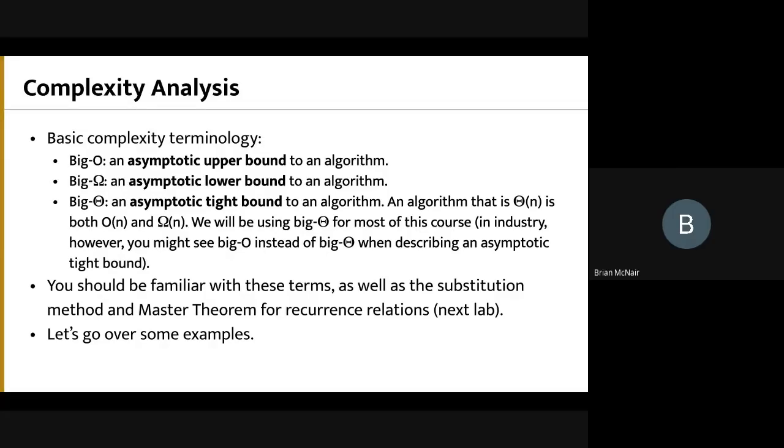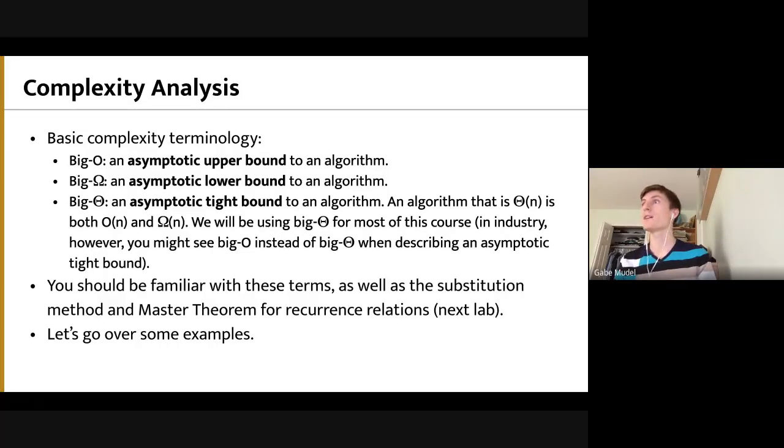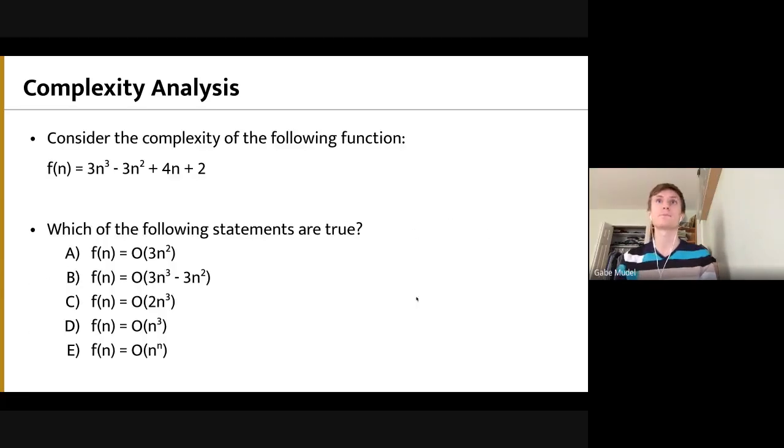So something that's theta of n squared is only theta of n squared. It's not theta of n cubed. It's not theta of n. So generally, when people do use big O, they mean an asymptotically tight bound, which is really what big theta is. One more thing, we should be familiar from 203 again with the substitution method and the master theorem for solving recurrence relations. That's really useful for solving for time complexities, but we'll talk about that more next lab.